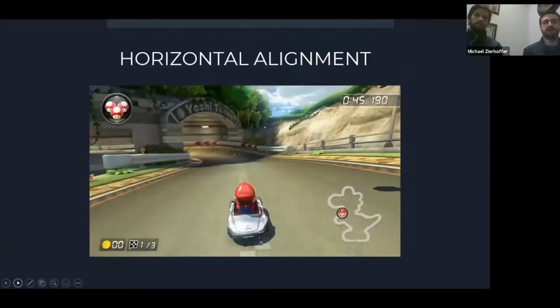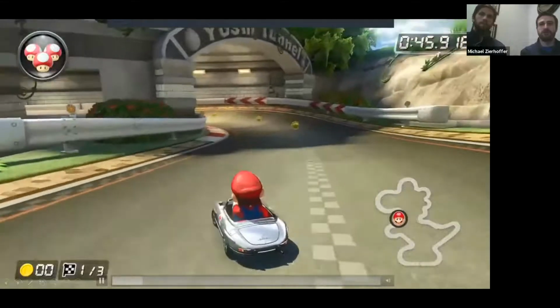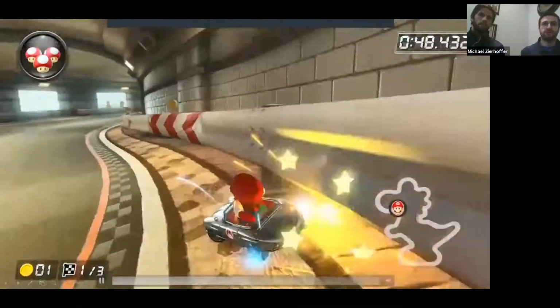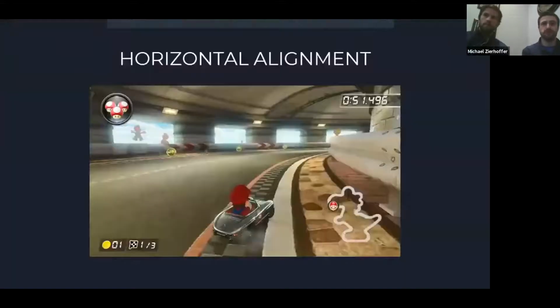So the first aspect of our job is horizontal alignment. This is if you're taking a bird's eye view of a project where you want to put your curves, where you want to put your tangents, basically how you want to get yourself from point A to point B. We're going to see that Mario's going to try to make a turn, and he's unable to do so, and he slides into the guardrail. So we're going to look through a couple problems and solutions about why that might be the case.